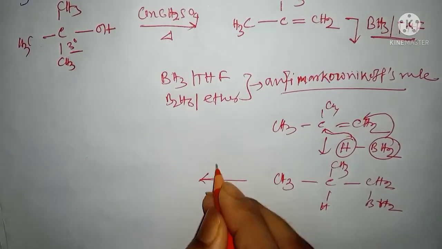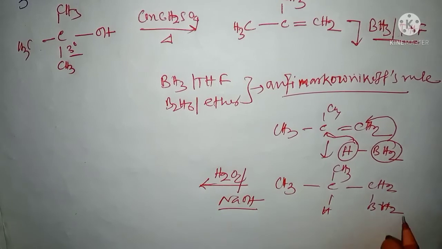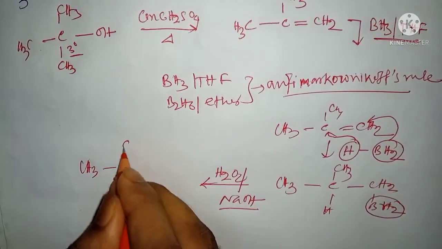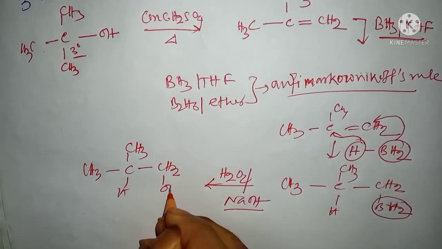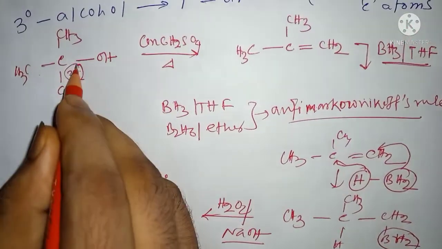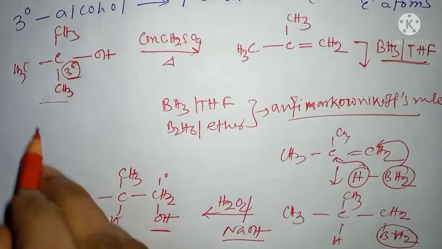Now in the presence of H2O2 and NaOH, BH2 is converted to OH. So this is (CH3)2CH-CH2OH. This is a 1 degree carbon, so this is a 1 degree alcohol. So 3 degree alcohol is converted to 1 degree alcohol, but the carbon numbers are the same.